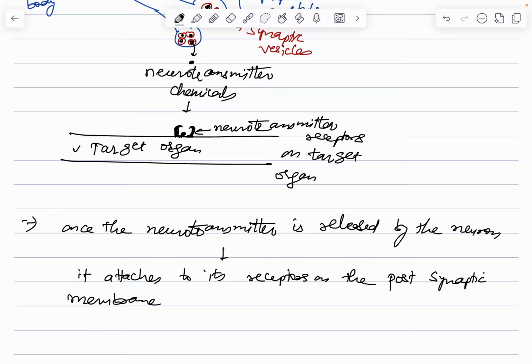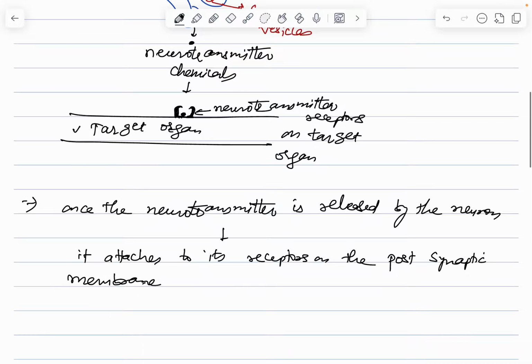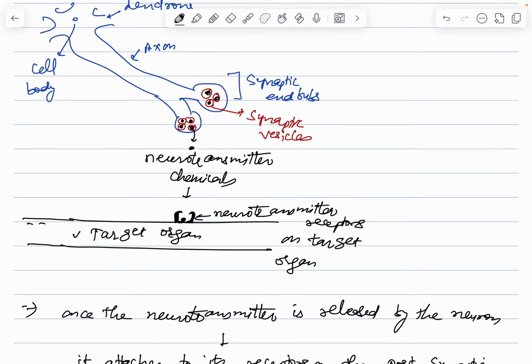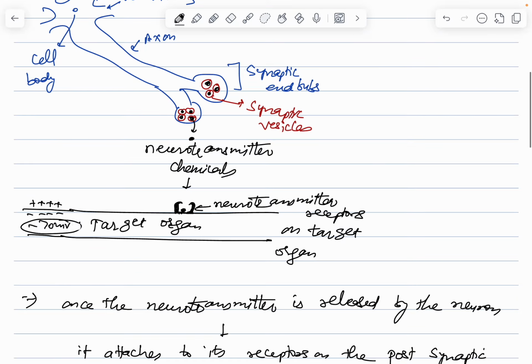What exactly are the receptors? Mostly proteins or enzymes. So the neurotransmitter chemical attaches to its receptors on the postsynaptic membrane. And what was the potential on the target organ? Same as the resting potential of a neuron, minus 70 millivolt. So the target organs also have exactly the same reasons behind the existence of the resting potential as was the situation with the nerve fiber or the neuron.